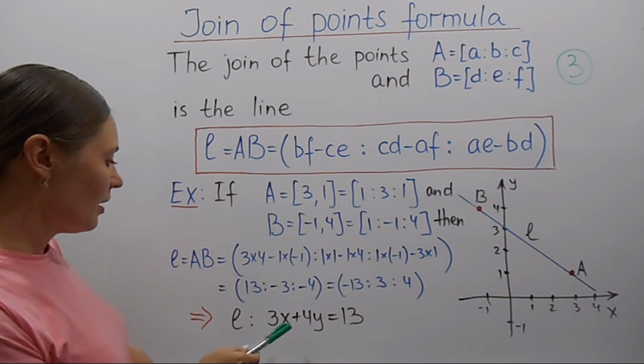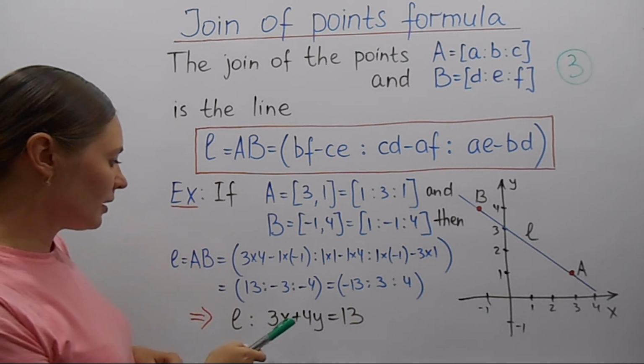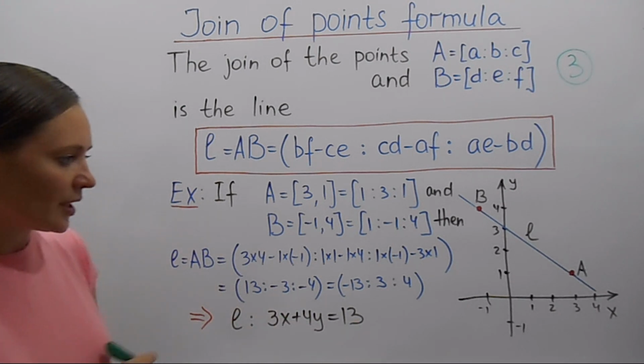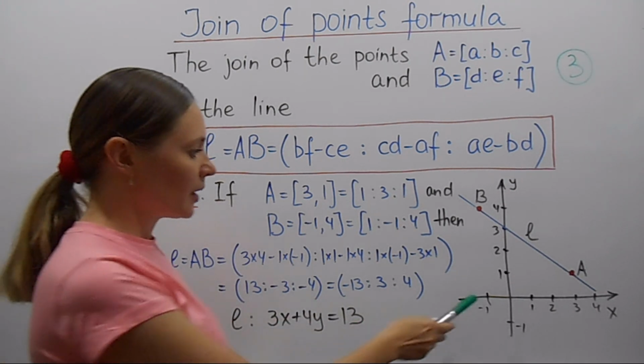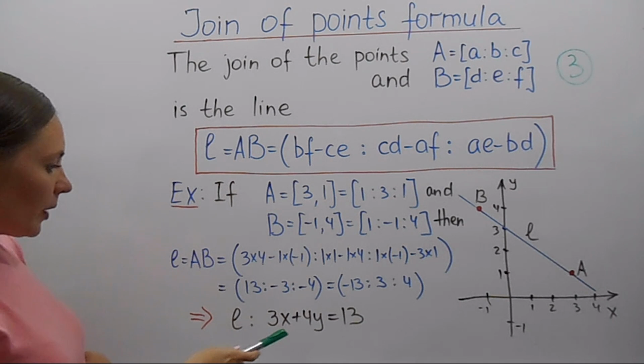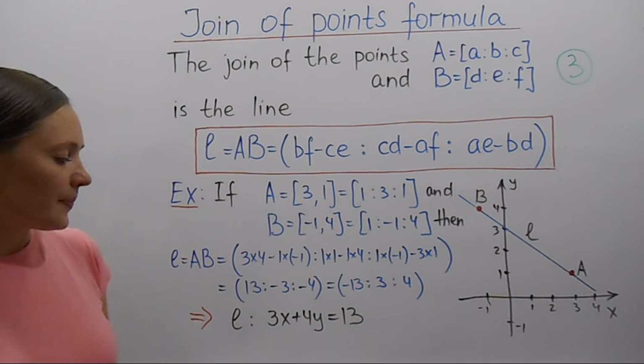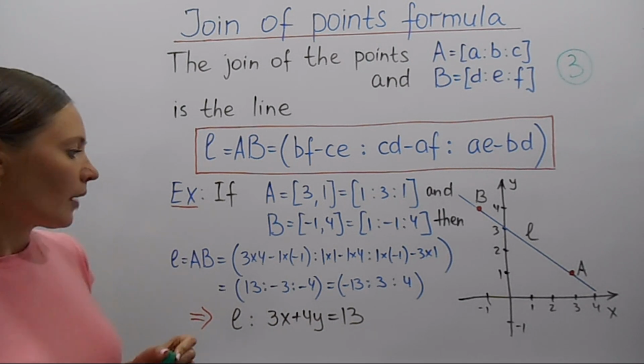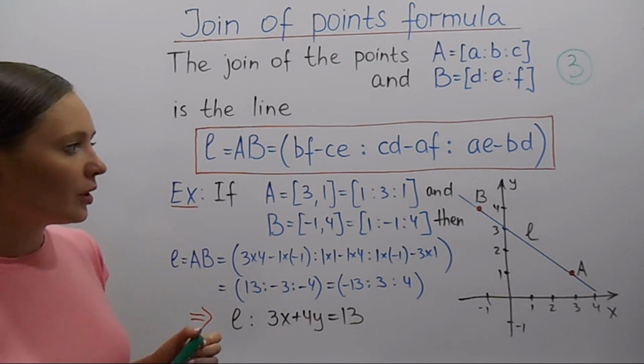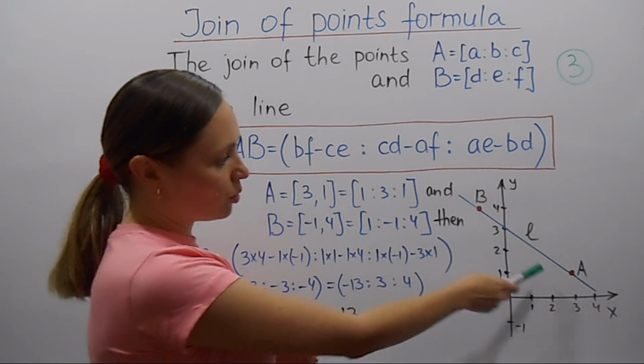That is 3 times 3, that's 9, plus 4, yes, that's 13. And when we plug in minus 1, 4, we plug in minus 1 here and 4 there, we get minus 3 plus 16, yes, that's 13 as well. So this is indeed the equation of the line that passes through those 2 points.